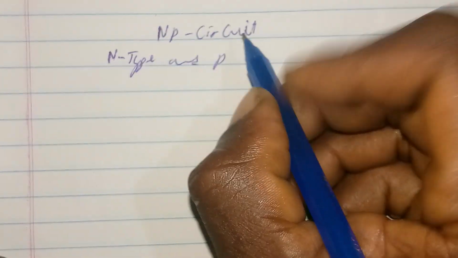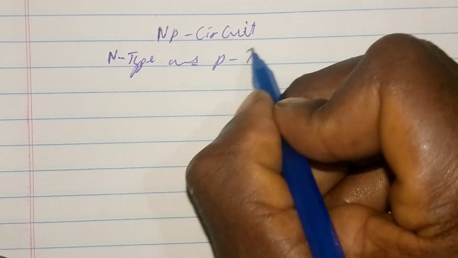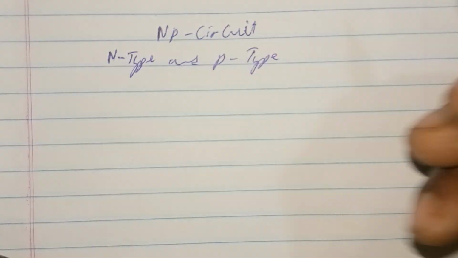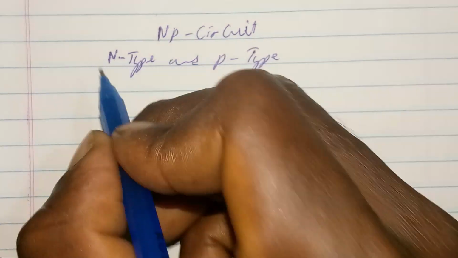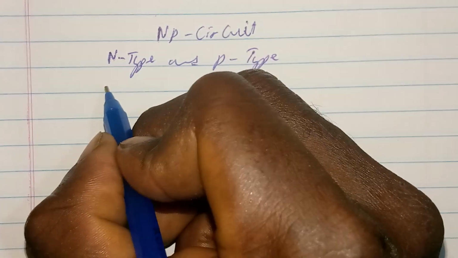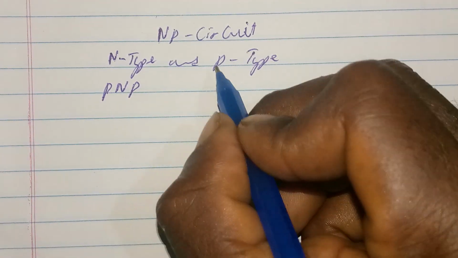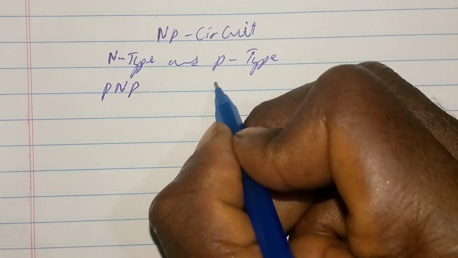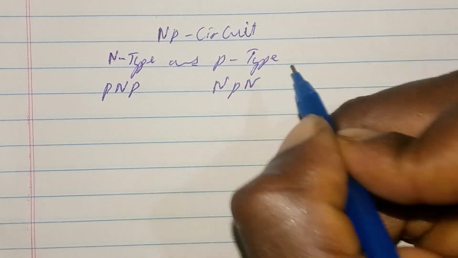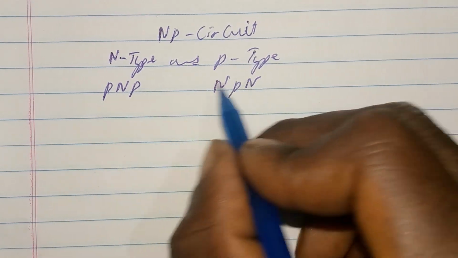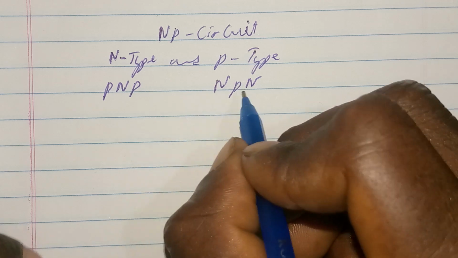and P is the P-type transistor. We already know that the N-type transistor is the PNP transistor and the P-type transistor is the NPN transistor. And both transistors here work differently.